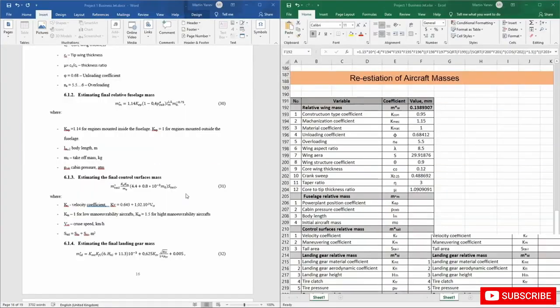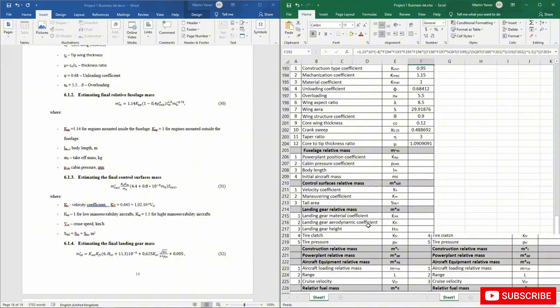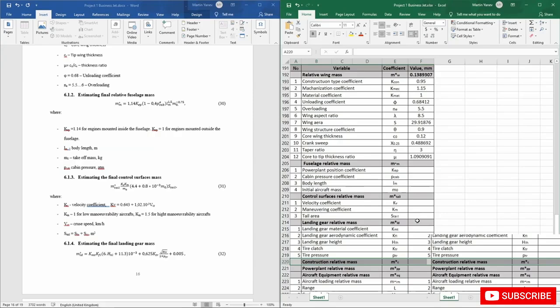Hi guys, as we estimated last time the mass of the wing, today I'm going to estimate the rest of the masses of the construction of the aircraft. So we have a construction which includes the wing, the fuselage, the control surfaces, and the landing gear, and we have other parts such as the power plant, the passengers, and so on. So what is going to be our aim today is to find the final value for the construction mass, which include the four masses that I just mentioned to you.